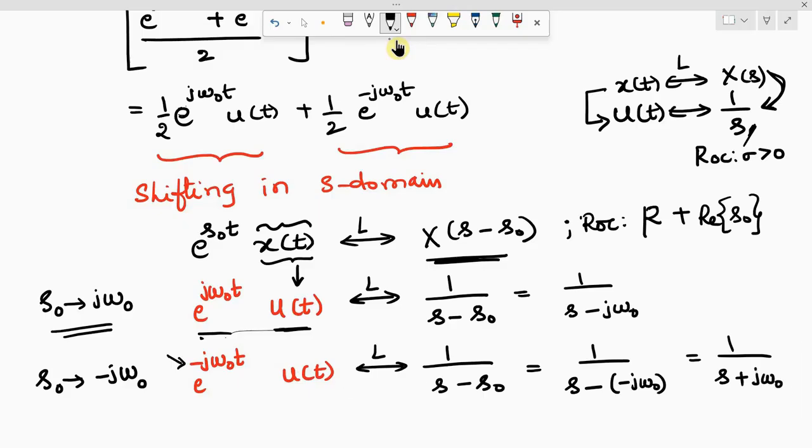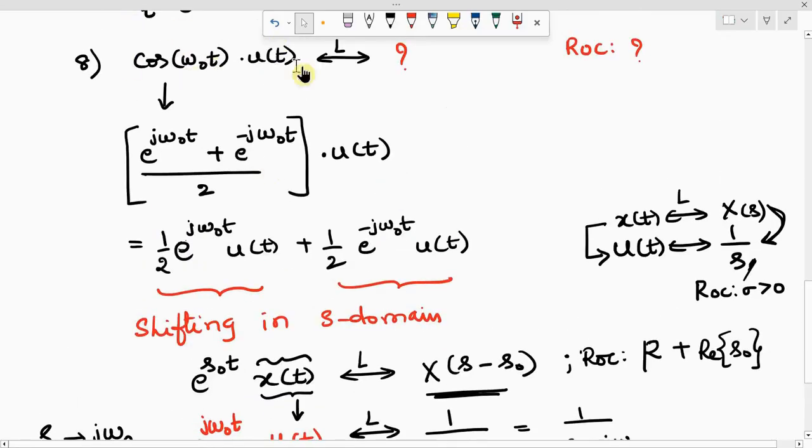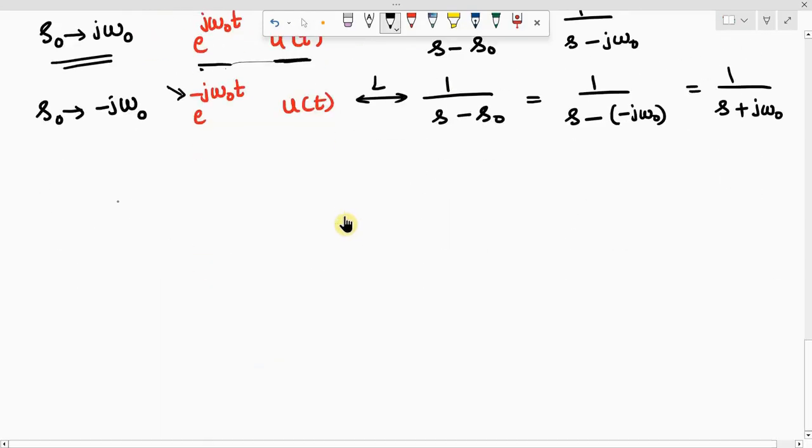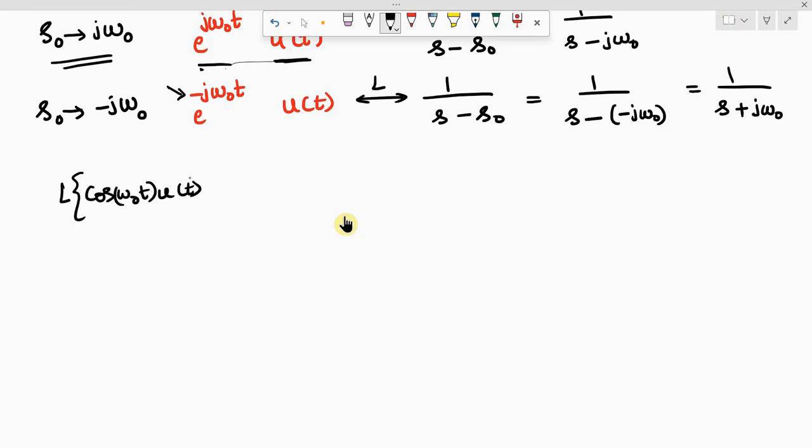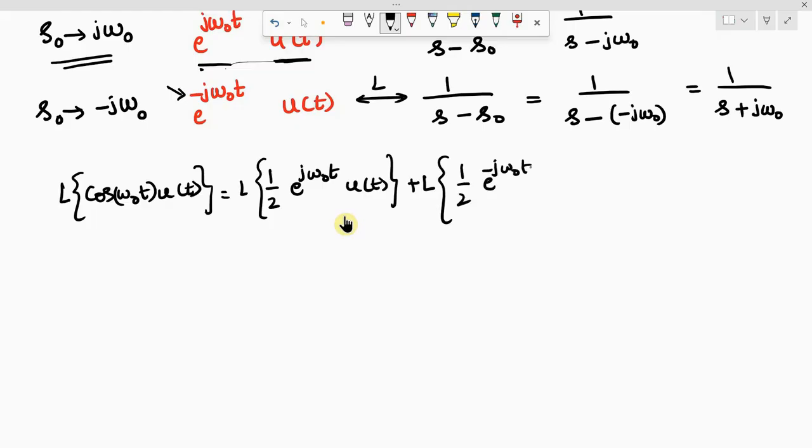So here you have half e power of j omega naught t u of t plus half e power of minus j omega naught t u of t, written in the place of cos omega naught t u of t. Therefore, the Laplace transform of cos omega naught t u of t means the Laplace transform of half e power of j omega naught t into u of t plus the Laplace transform of half e power of minus j omega naught t u of t. This is by the linearity property.